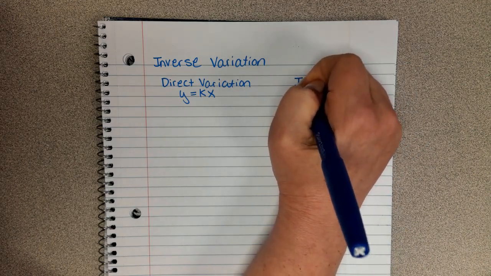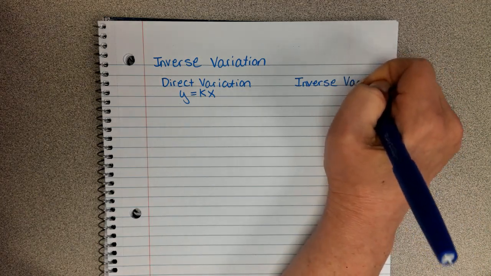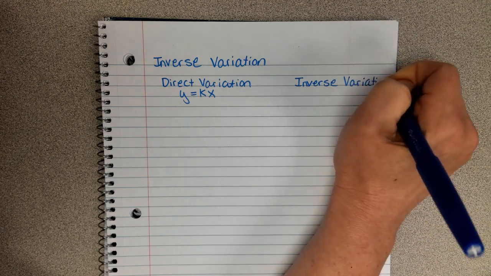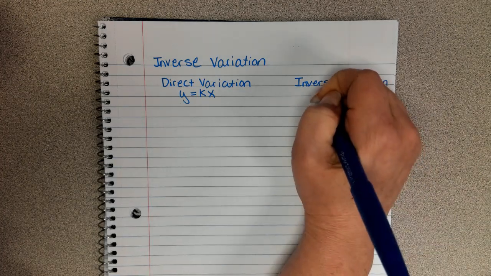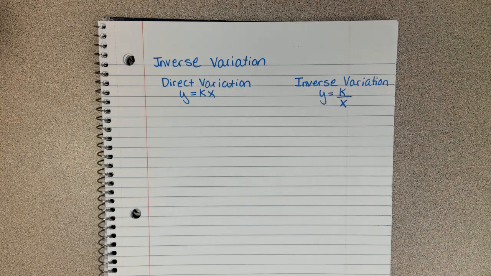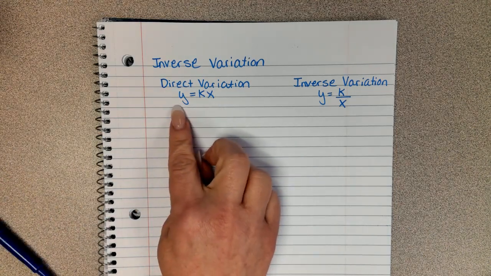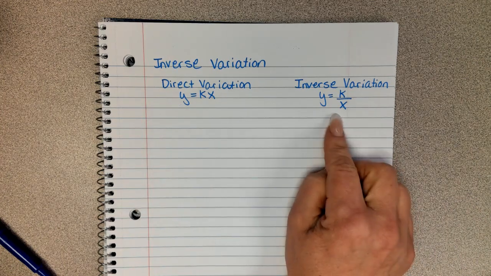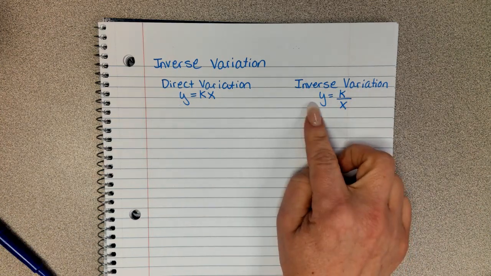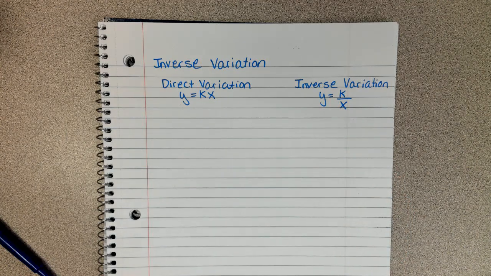Today, we're going to bring in another kind of variation called inverse variation. Inverse variation is y equals k divided by x. What you're going to see is in direct variation, as x increases, your y value will also increase. In inverse variation, you'll get the opposite. As x increases, your y value will decrease. So they work inversely, or opposite of one another.